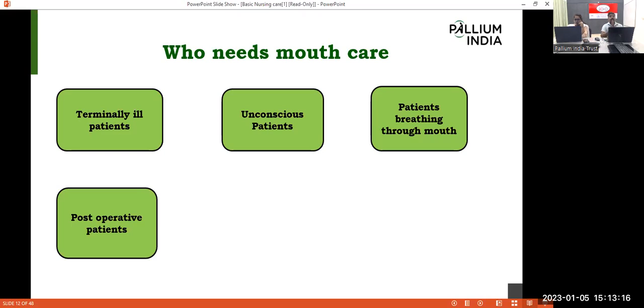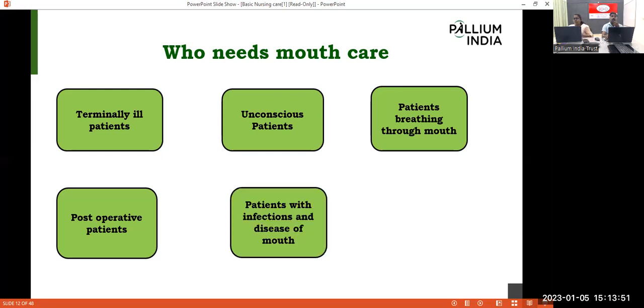Then the post-operative patient. This type of patient is not at all in a terminally ill stage, but post-operatively the patient is in an immobilized state. So the patient is unable to do brushing and other activities by themselves. With support or considerable assistance, he or she is needed for their activities. In such cases also, due to the immobilized period, poor oral hygiene happens, which will cause problems. So post-operative patients also need oral care.